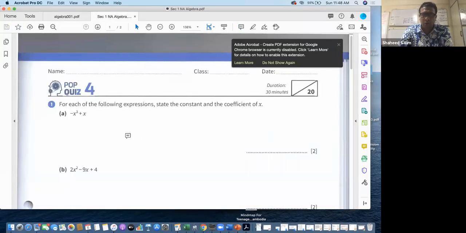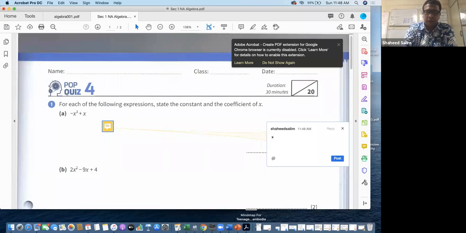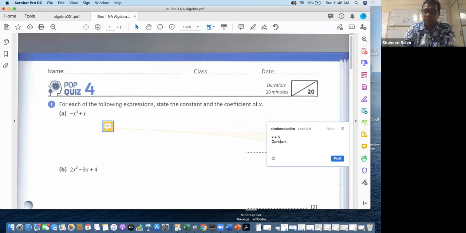So let us look at what a constant is. Let's say now I'm going to write this down. You tell me now: x plus 5. Now constant, you can write it down somewhere. Constant means it refers to the number without x. So in the above expression, the constant here would be this one. The constant is 5.